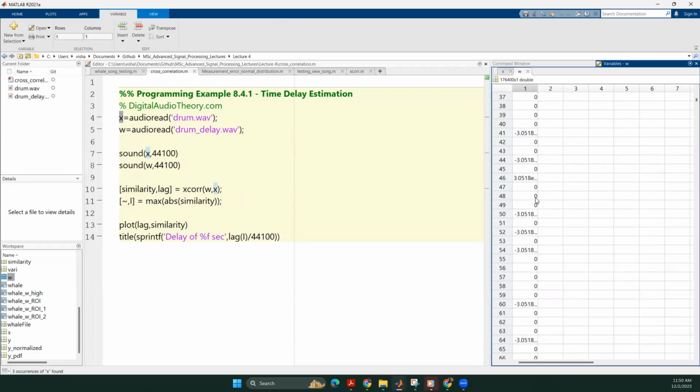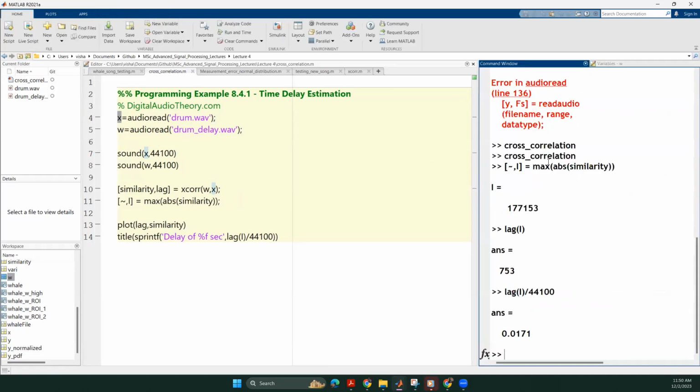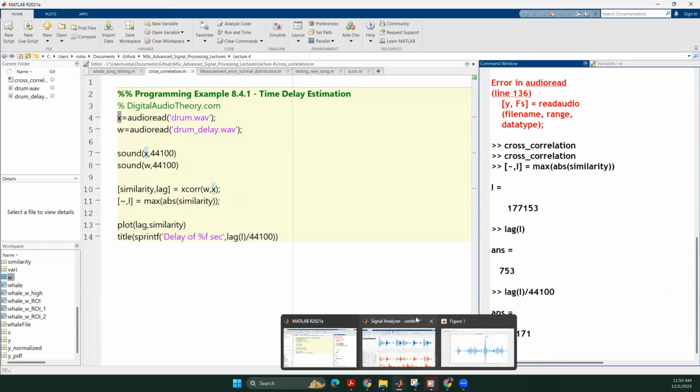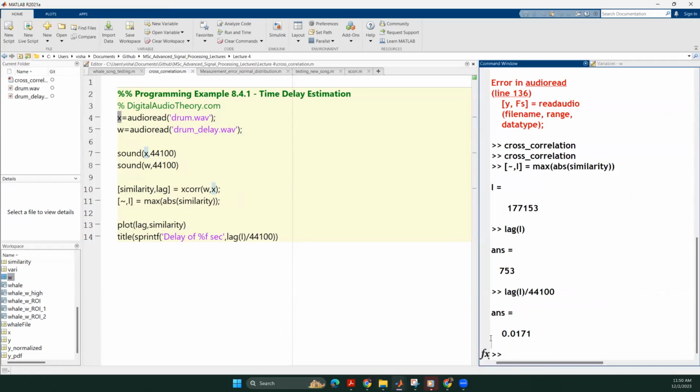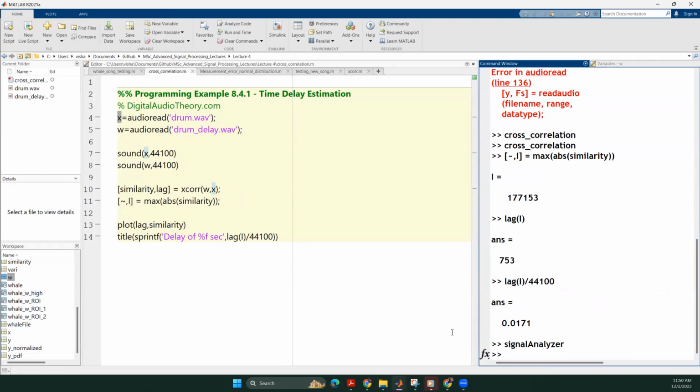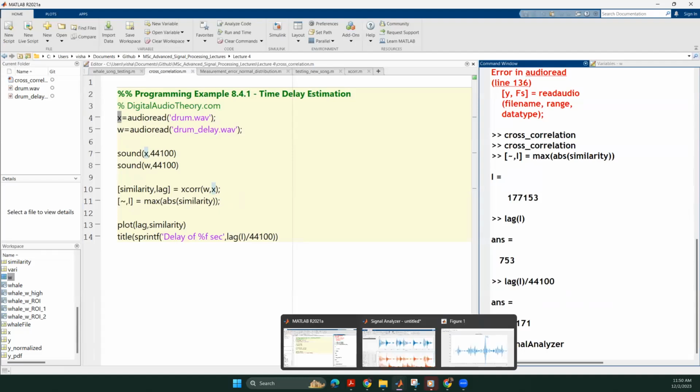We can also use the signal analyzer app. We have the signal analyzer tab, so I can also start from scratch. You can type signal analyzer, and then you can see that the variables we have in this workspace are already defined in there as well.